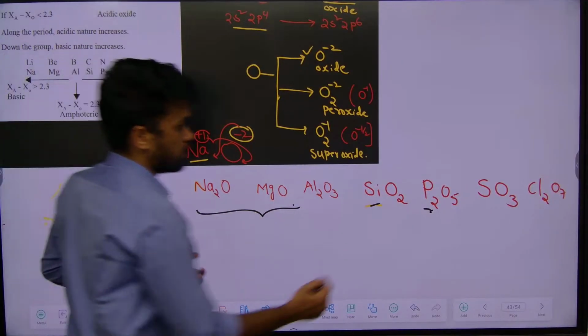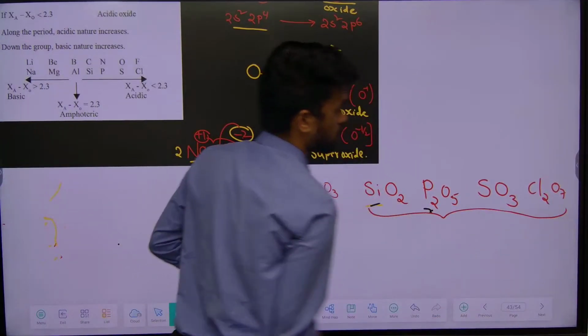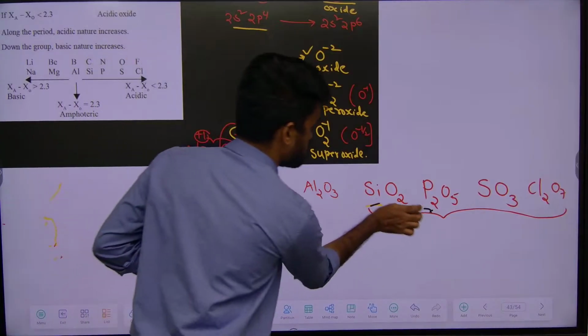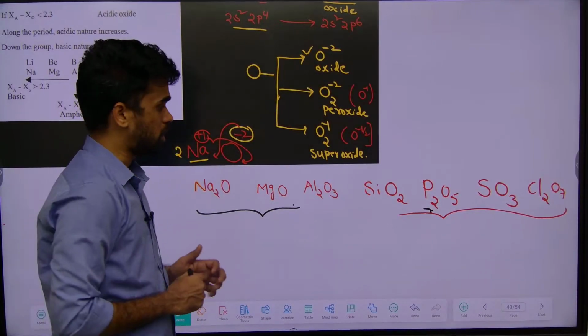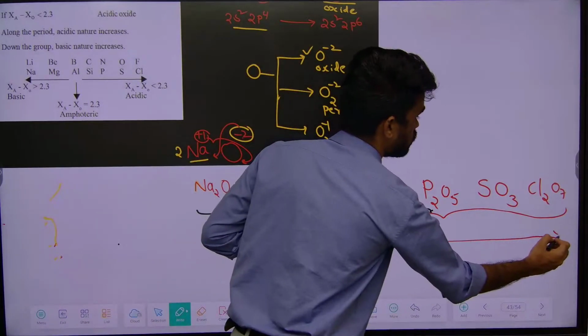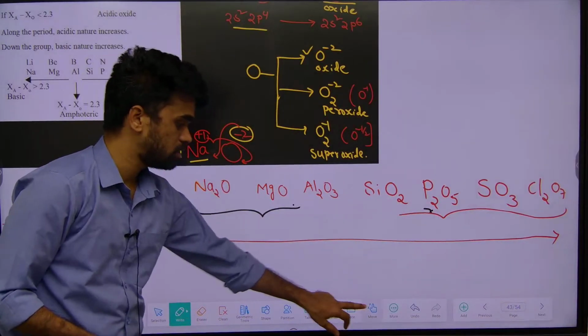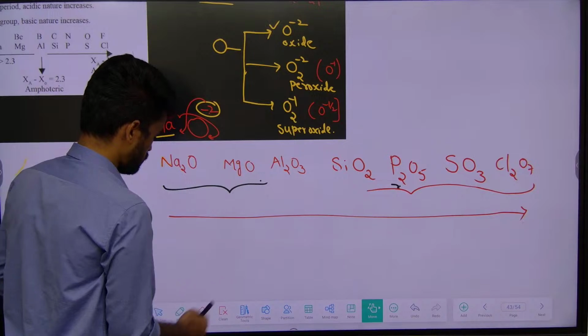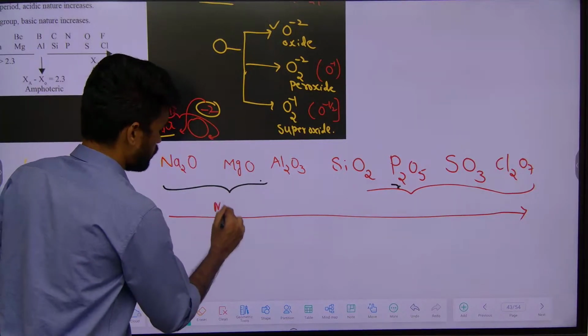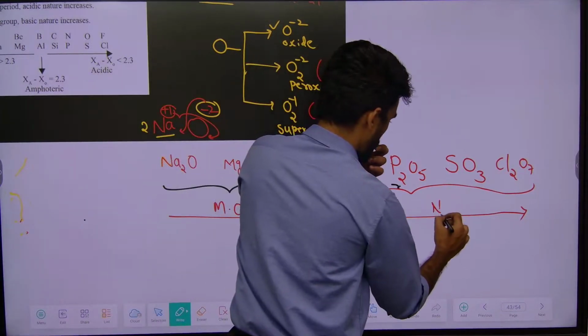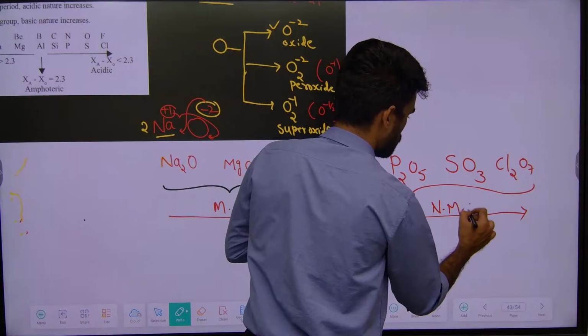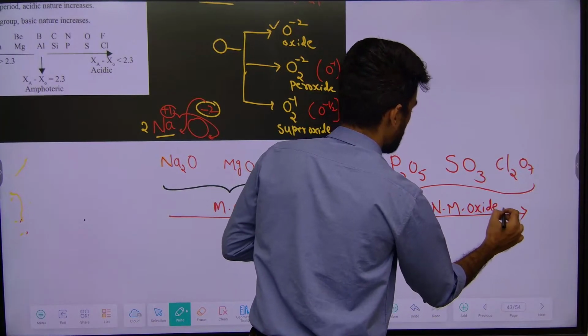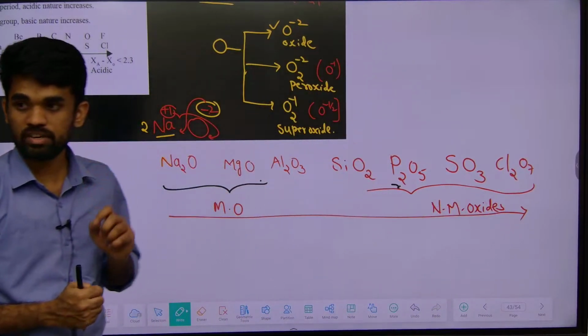Metals. These are completely non-metals. This is metalloid. Okay, so what I am saying is, left to right, what happens to metallic character? This side metal oxides, non-metal oxides, in between metalloids are there, oxides of metalloids.